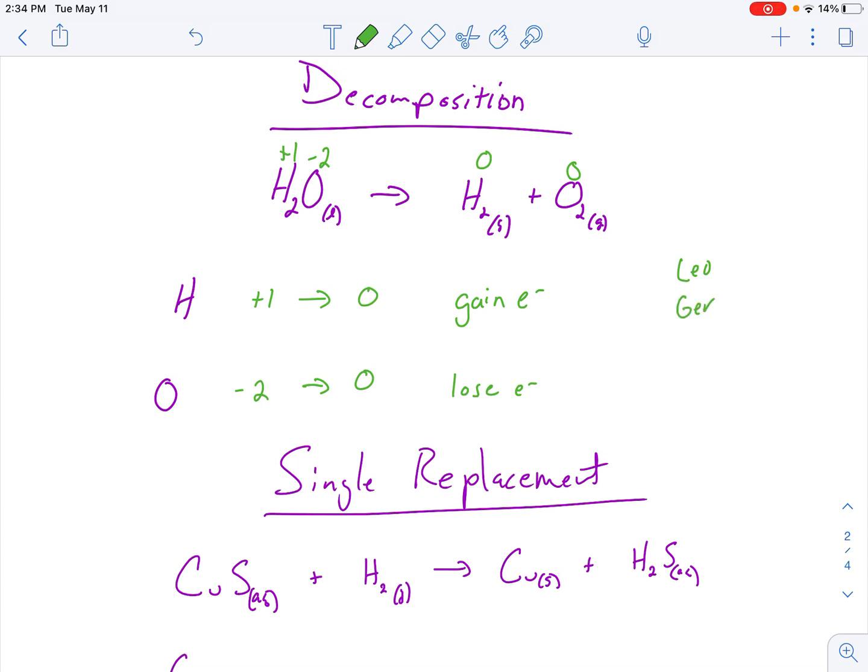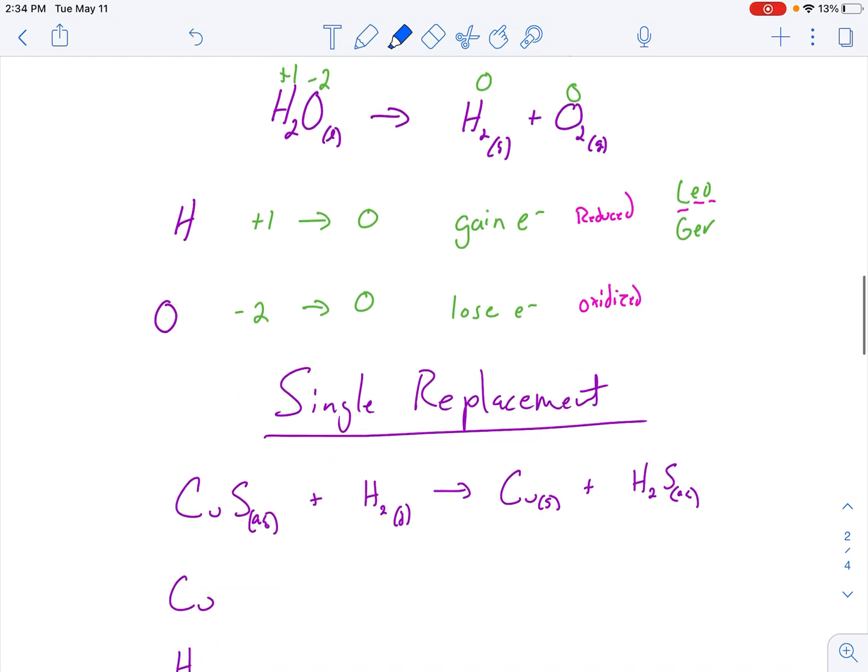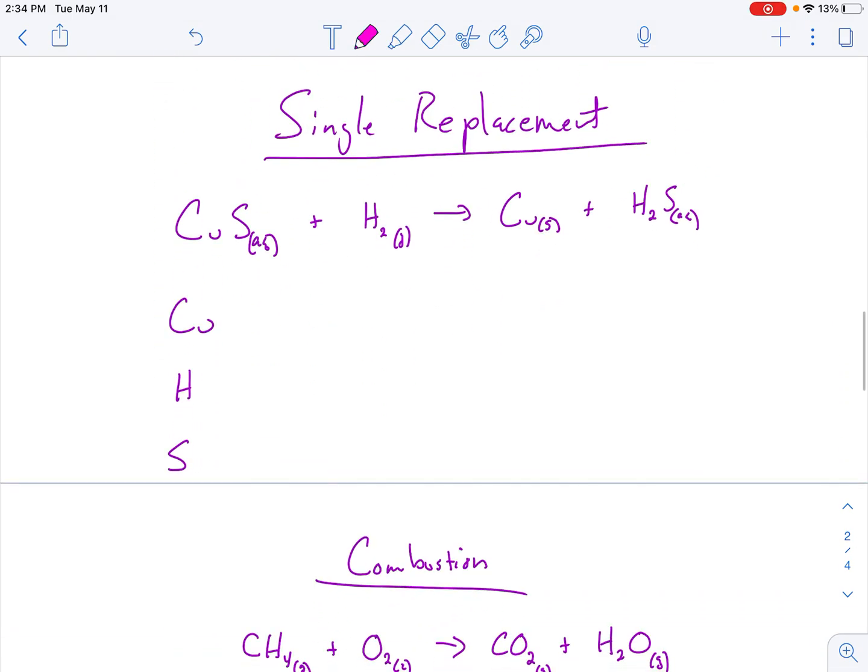Leo the lion says Ger. So loss of electrons, oxidized. This one's losing electrons, therefore is oxidized. And gain of electrons, reduced, this one's reduced. Not bad. So in this case, we have, once again, the transfer of electrons. And this time, the oxygen is losing electrons, and the hydrogen is gaining those electrons. That's what decomposition looks like. It's actually redox.